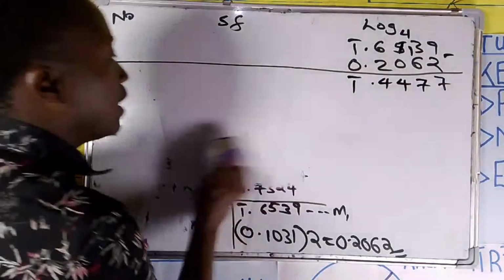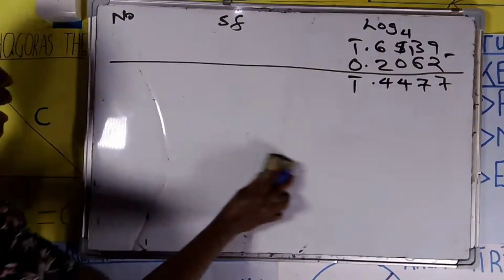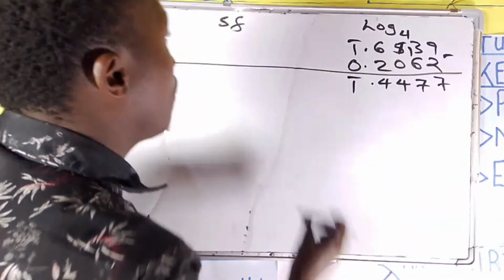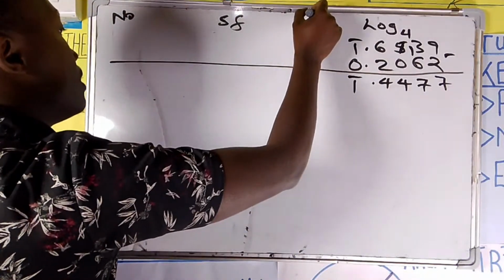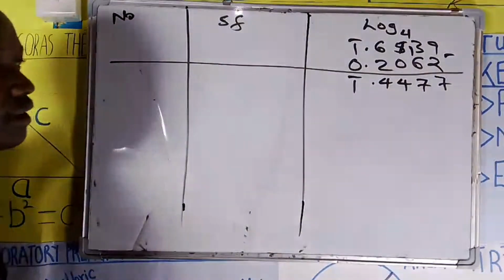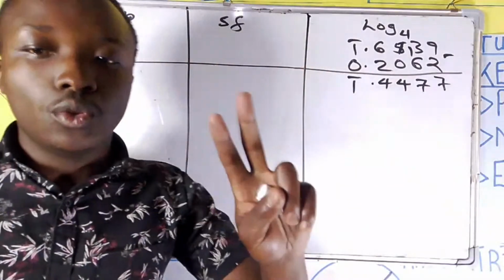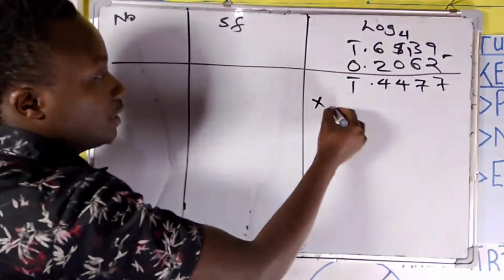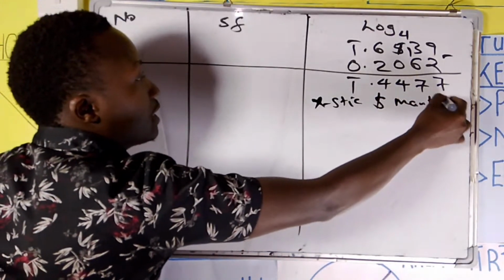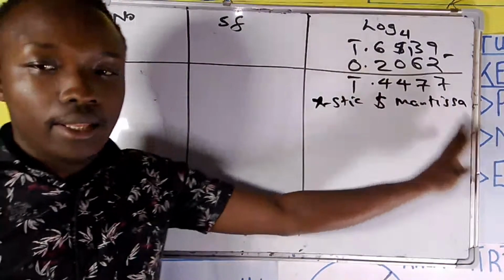And now we are supposed to find the cube root of negative 1 or bar 1.4477. Remember, this is what we said: if our final value here is a negative, we split it into two. We split it, number one, into the characteristic, and number two, the decimal part, which we call the mantissa. We have the characteristic and the mantissa.